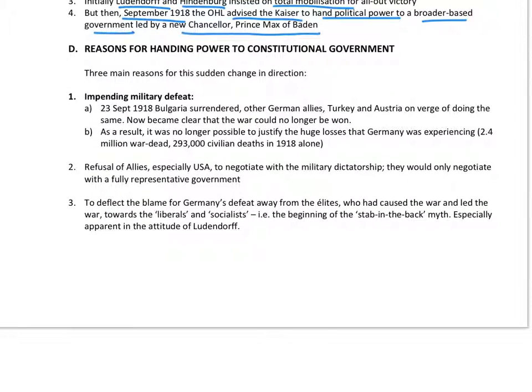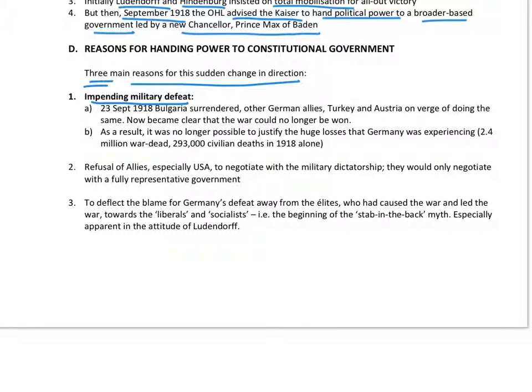Moving on. What were the reasons for that? Okay, the reasons. Well, there were three main reasons for this sudden change of direction. So learn these three reasons. First of all, impending military defeat.